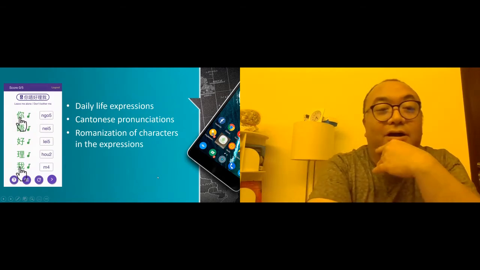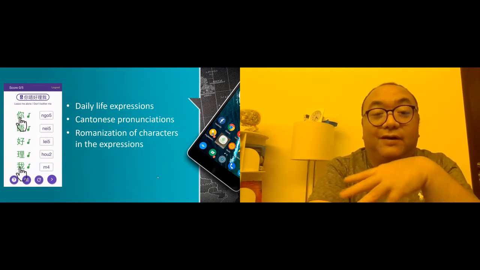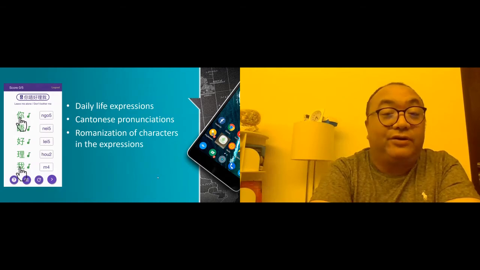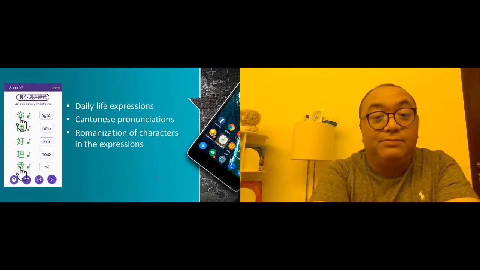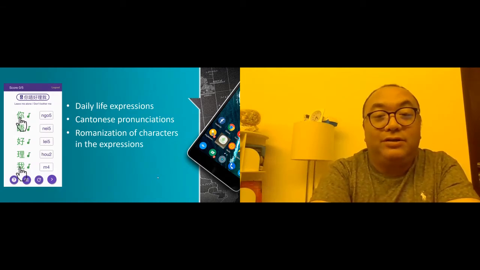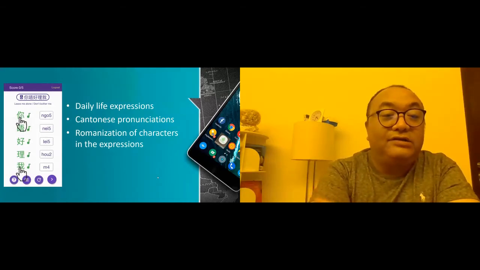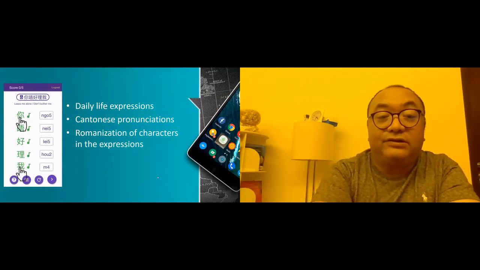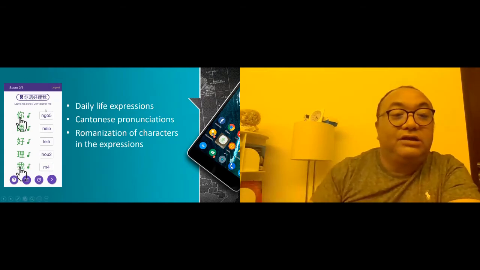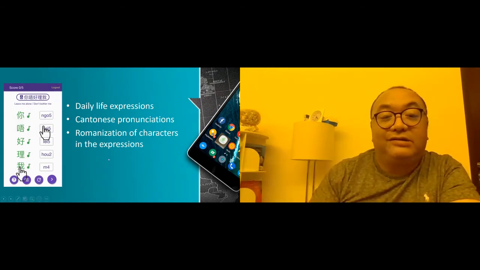In sum, the app consists of some daily life expressions taken from the dialogues of some early movies. You may wonder whether these expressions are outdated. Of course not, because we select those that are still actively used in modern Cantonese. The whole idea is about Cantonese pronunciation, so they can listen to the sample sound, and then do the matching exercise.